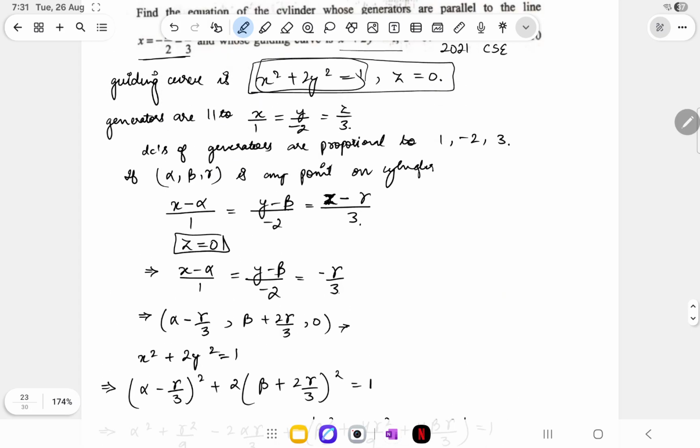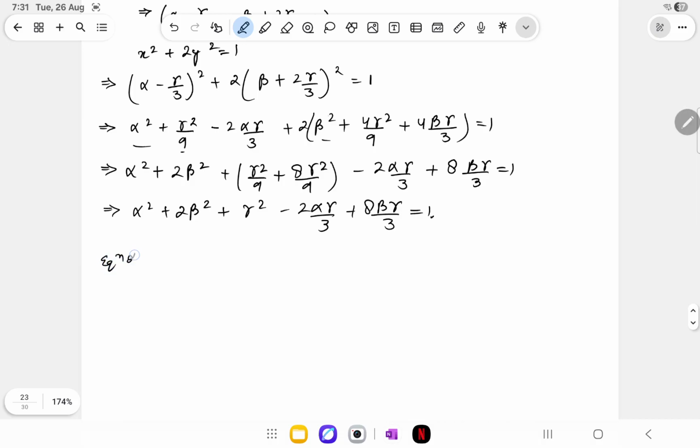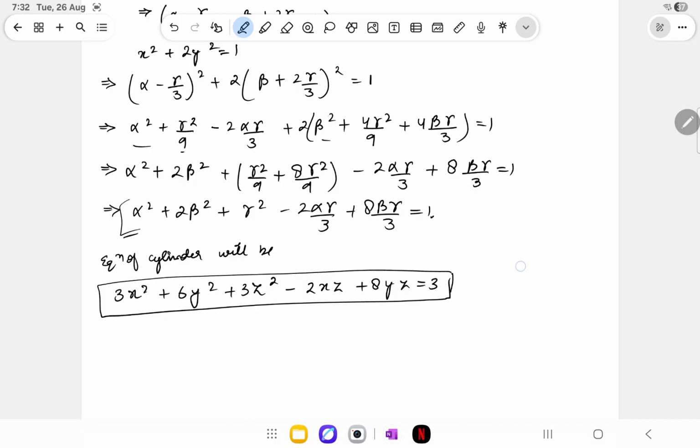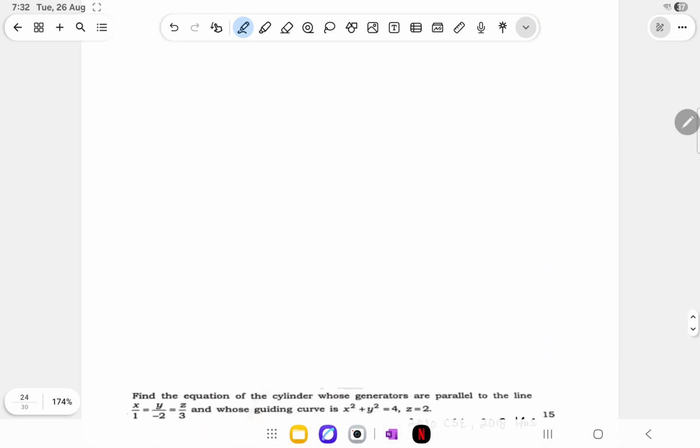But we have assumed alpha, beta, gamma to be any arbitrary point on the cylinder, so this will act as the locus of the cylinder. So the equation of the cylinder will be 3x square plus 6y square plus 3z square minus 2xz plus 8yz is equal to 3. This is my required equation of the cylinder, whose generators are parallel to this line and intersect this guiding curve. So let's move on to the next question.